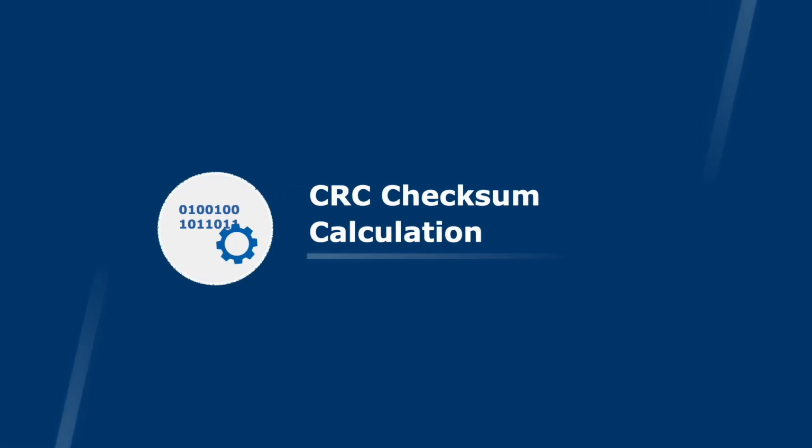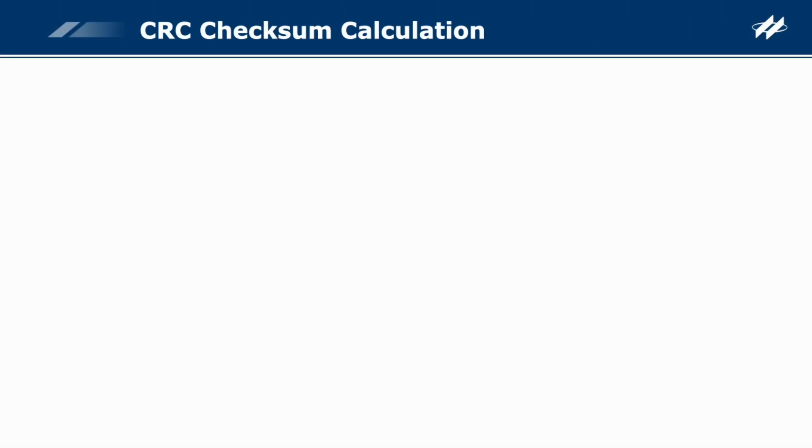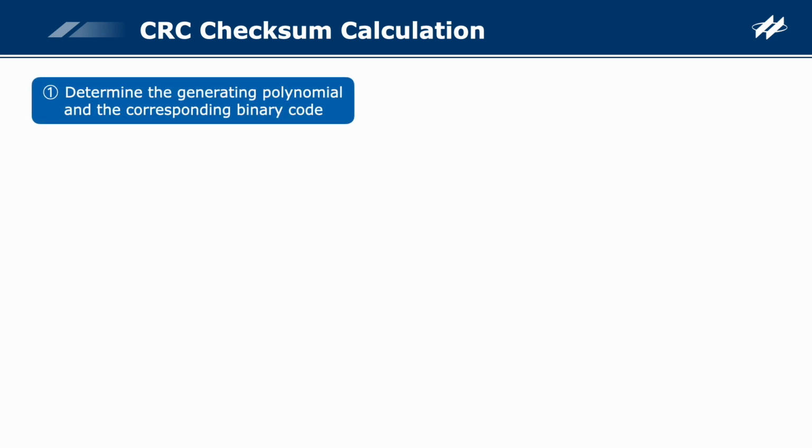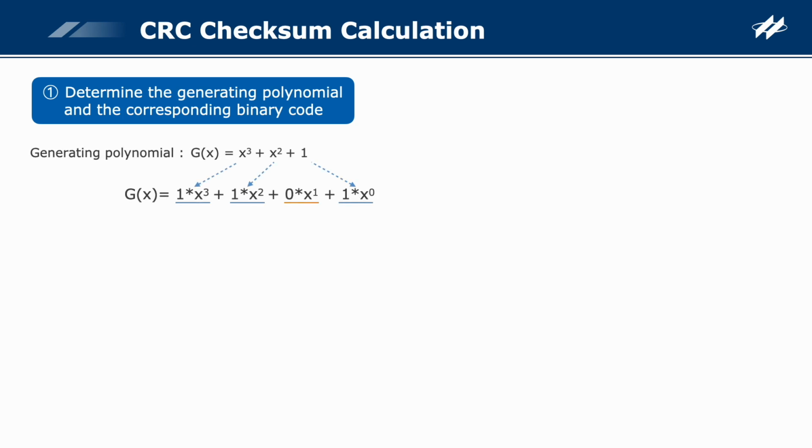CRC Checksum Calculation. Next, let's take a look at how to calculate the CRC checksum. The first step is to determine the generating polynomial and the corresponding binary code. First, set the generating polynomial and expand it. Then, according to each coefficient, the corresponding binary sequence is 1101, and the highest power is 3.